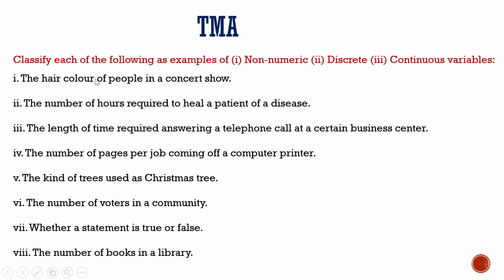So the hair color of people in a concert show. Is it non-numeric data? Is it discrete data? Or is it a continuous variable? Remember I said non-numeric data are those that are not quantifiable. They are the qualitative data. Discrete data are the whole numbers, while continuous variables are those that cannot be whole numbers. They have to be in decimal places.